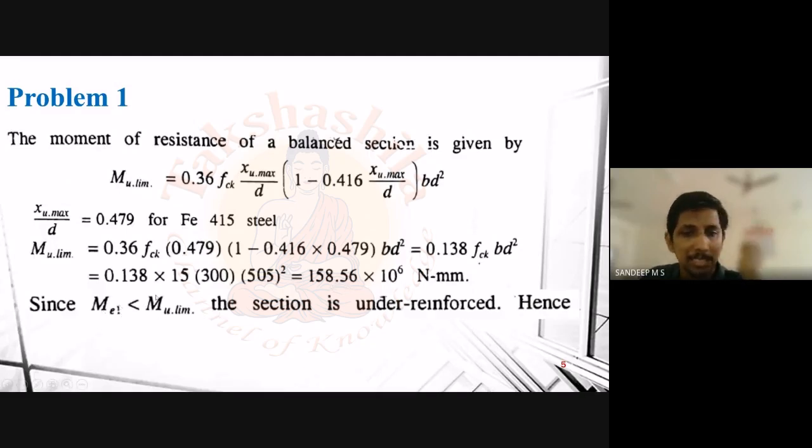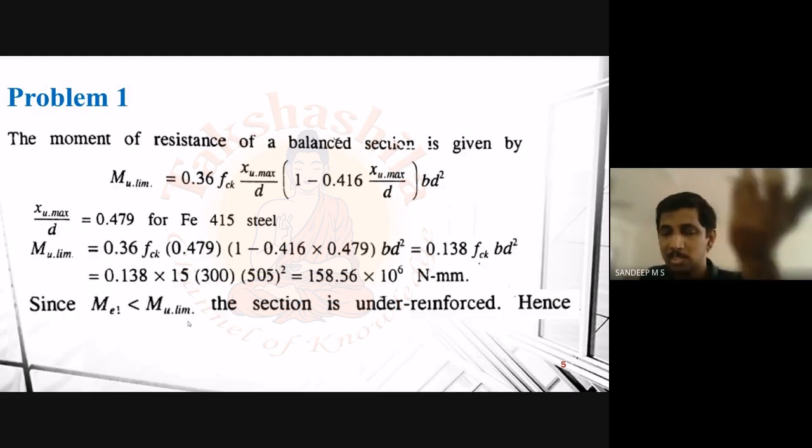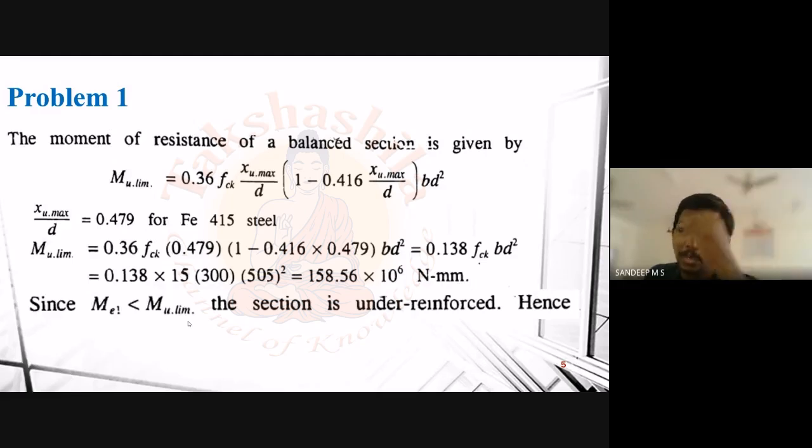Therefore ME1 is actually in this case less than MU limit. So basically we need not provide reinforcement in the compression side. If the case was different, if ME1 was greater than MU limit, we would have to provide some reinforcement in the compression side also.